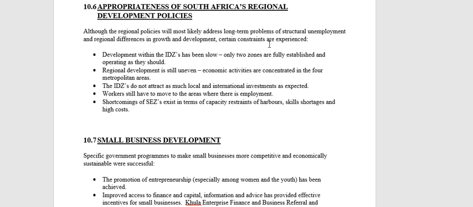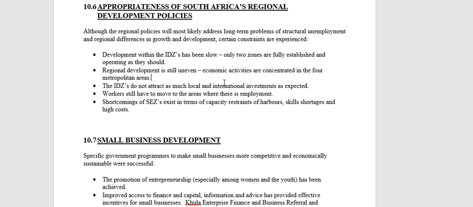But the constraints that we are experiencing, so what is preventing our regional development policies from being as successful as they should be? First of all, one of the things we looked at under regional development, the South African endeavors, was the IDZs, industrial development zones. Development within these zones has been very, very slow. Of all the zones that were identified, remember we identified 4 IDZs, only 2 of them have been fully established and are actually operating as they should. For the other 2, development is just too slow. There's no interest from the industry side to establish themselves within these IDZs.